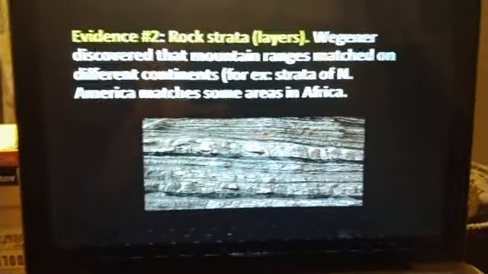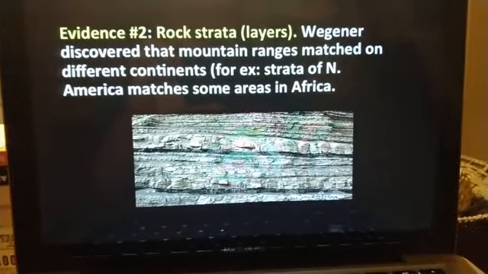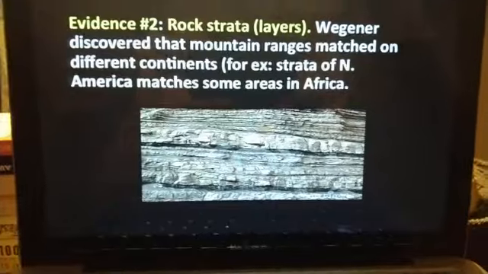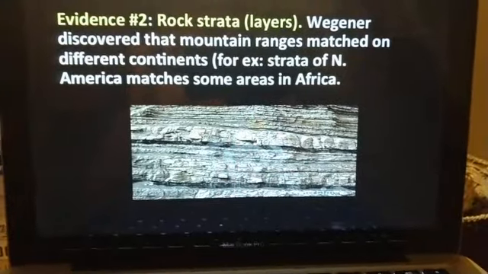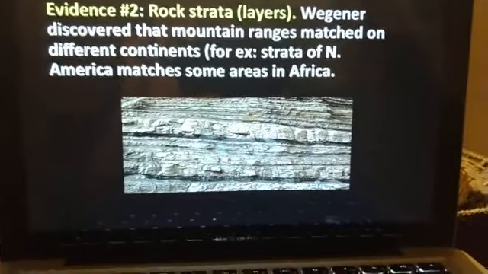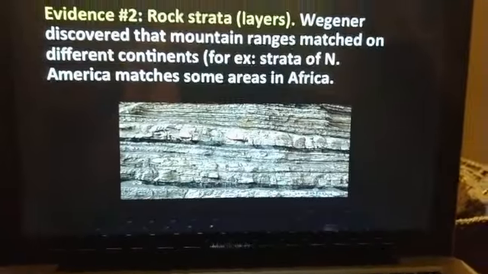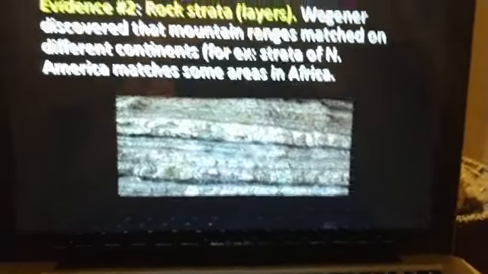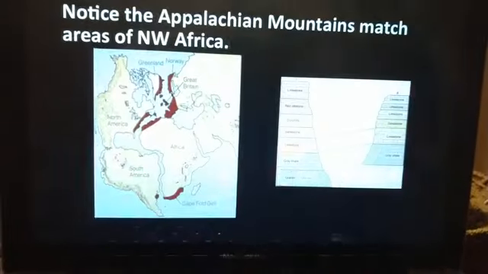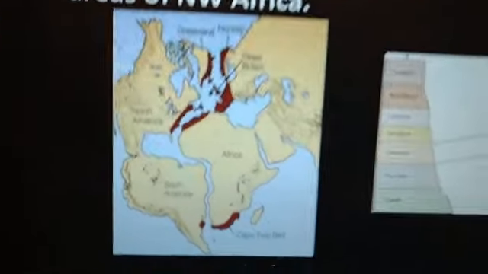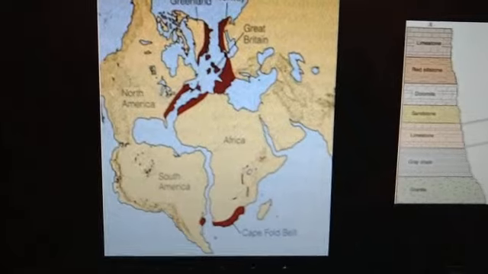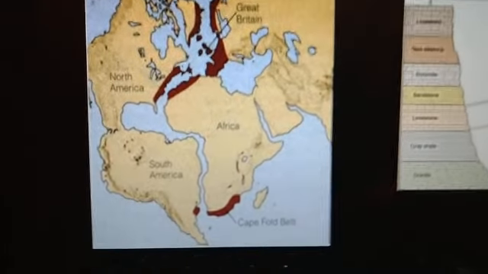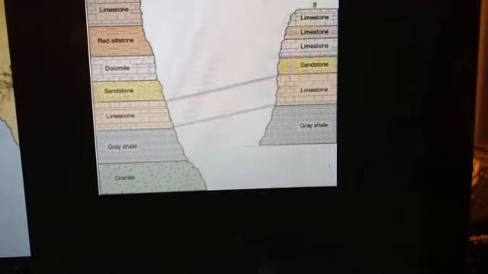The second point of evidence that Wegener brought up was rock strata, or rock layers. He discovered that mountain ranges matched on different continents. For example, there are some rock layers of North America that match rock in Africa. And as you can see on this map, that's not the only example. There are several areas on Earth where rocks seem to match up and then were broken apart. But the layers today, we can correlate those and see that they do in fact match up.